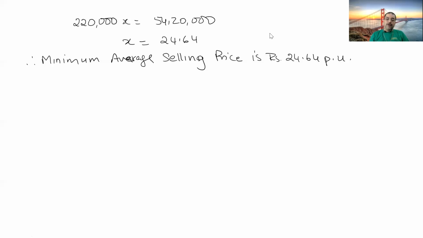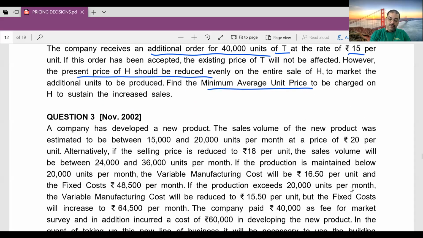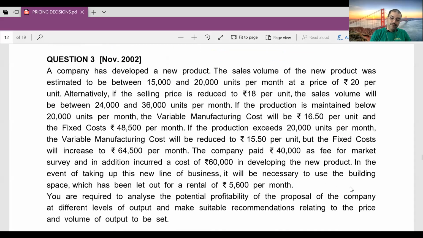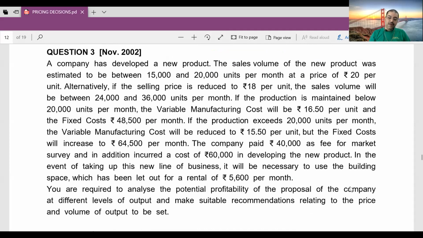Okay, so that is how we calculated the minimum selling price. Now, as I told you, I'm starting initially with simple problems, so you are not having any difficulty in solving. But as we take up more and more problems, we will go to advanced level problems. So let us take now question number 3.